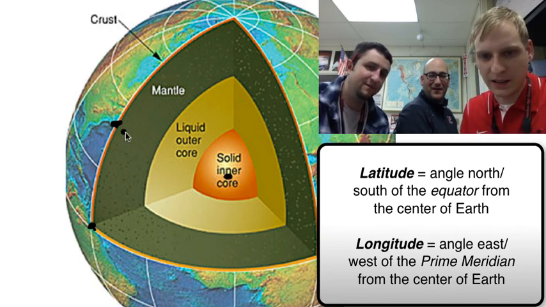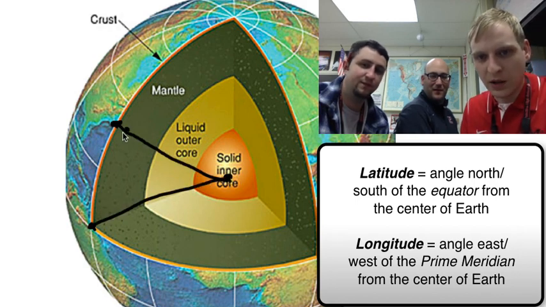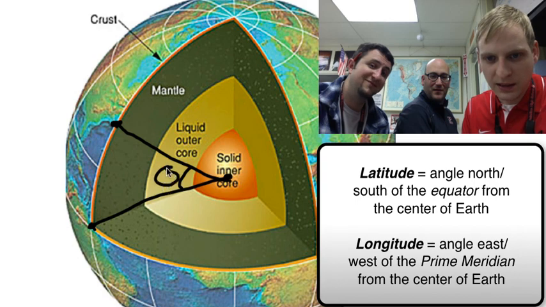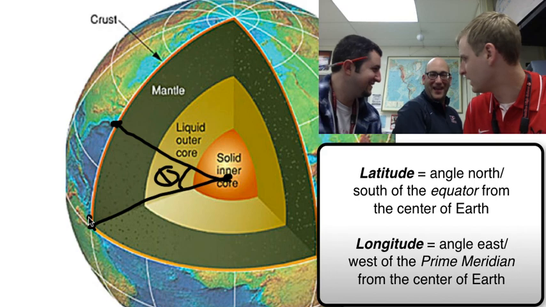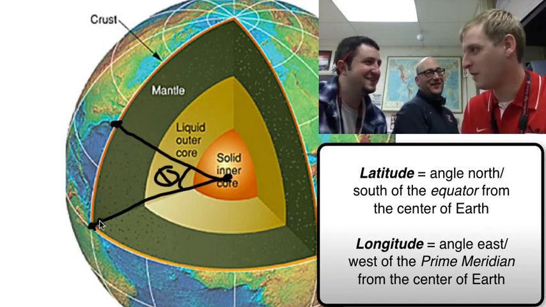So I'm going to connect New York to the center, and I'm going to connect the equator to the center. So this right here forms an angle. This gap right here, we're going to call that theta. Theta? I just dropped a Greek letter, a Greek theta.